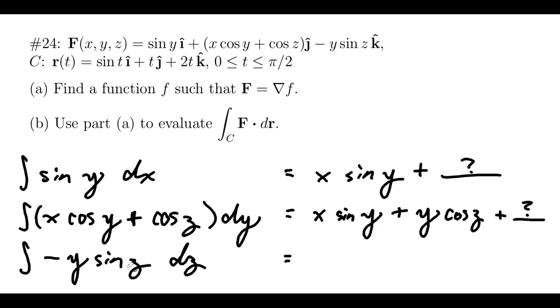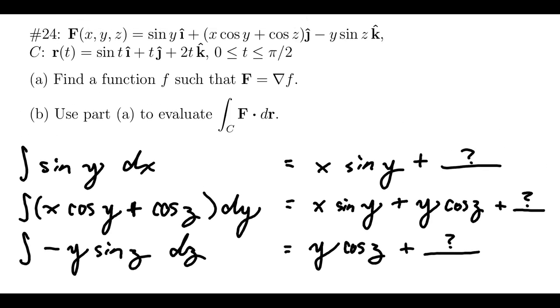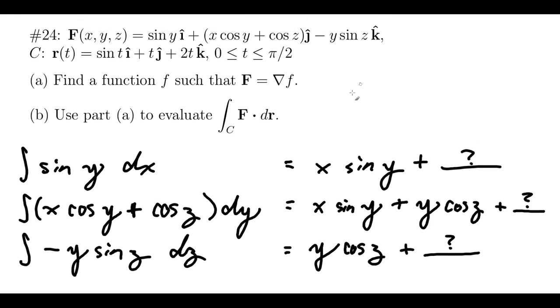And here, integrating this with respect to z, we've got this negative sign. Its antiderivative is cosine, so it looks like we get y cosine z plus something. And now, I want to have this still be visible, so I'm going to write this up here, actually.